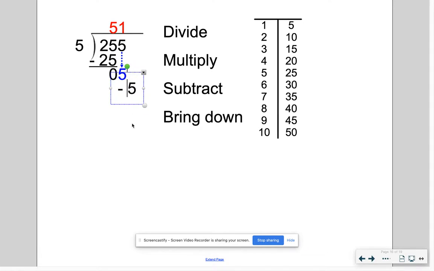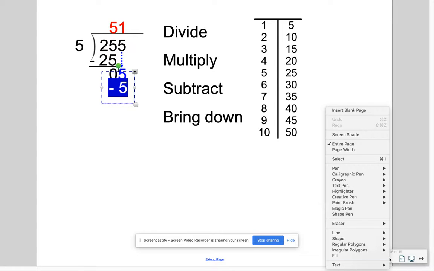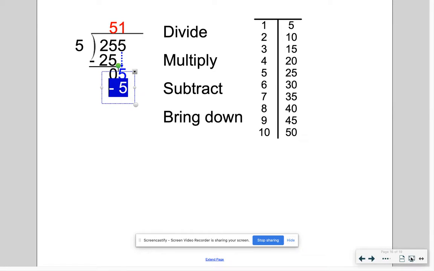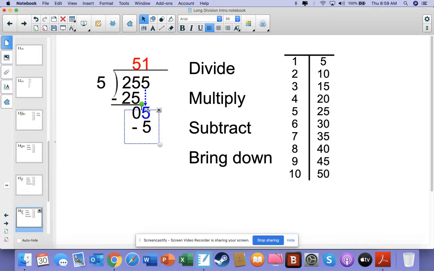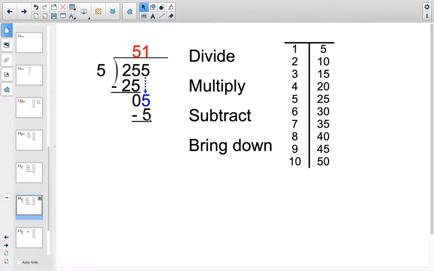Wait a minute here. I'm just going to move this over, make it a little nicer looking. And now I've got to underline it. There we go. That looks nicer. Okay, so now I'm going to subtract again. And 5 from 5 obviously is 0. And now have I got any more numbers to bring down? I do not. So I am in fact done my question.